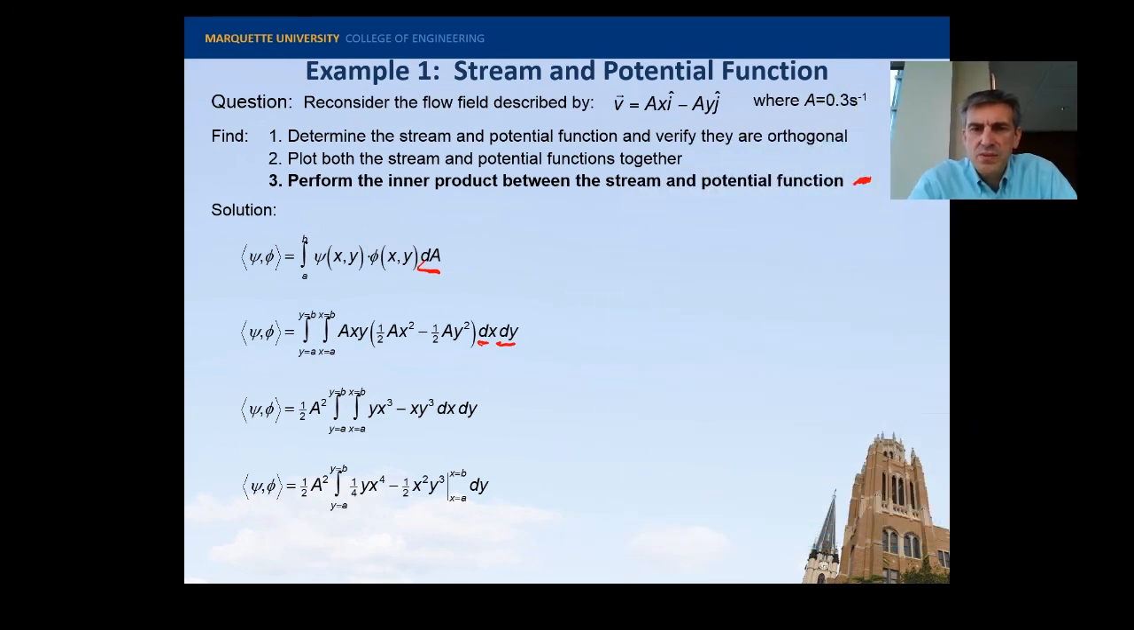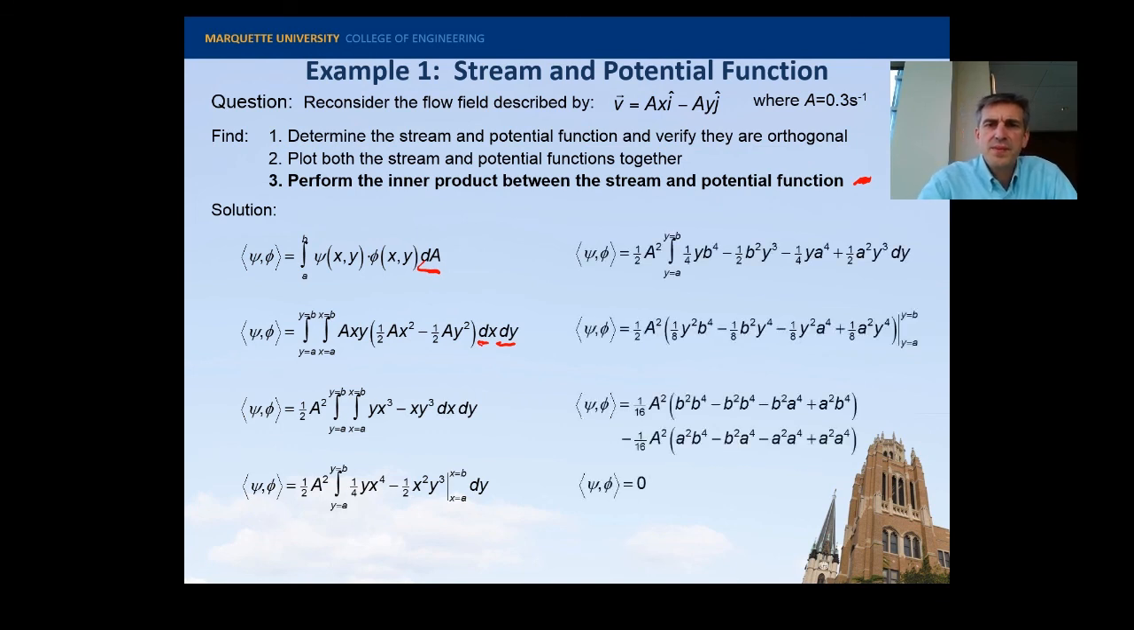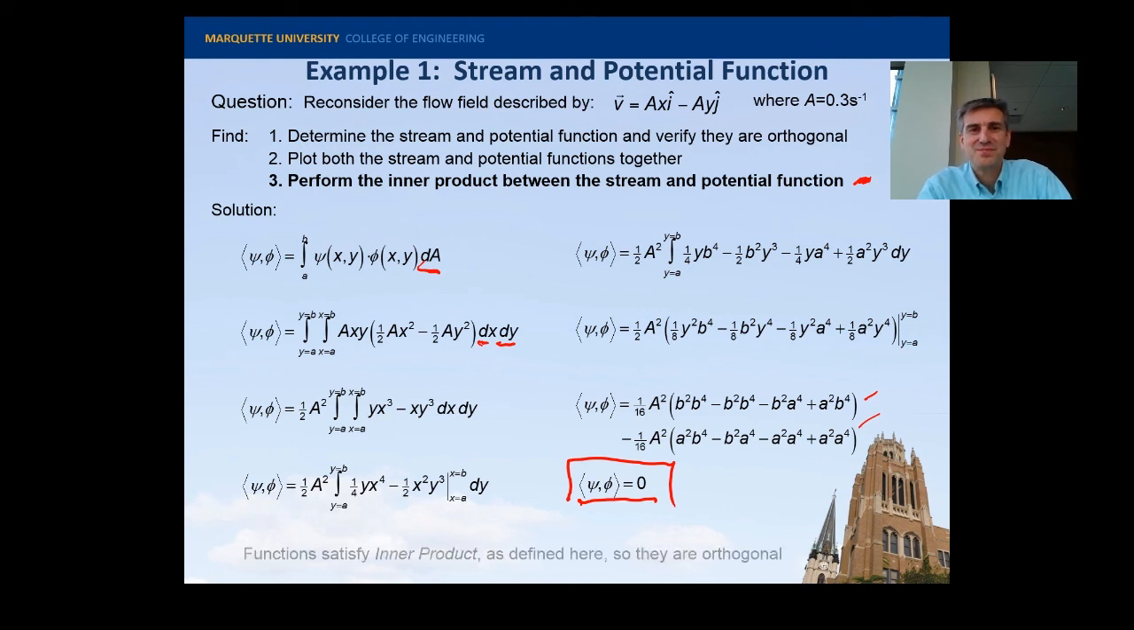I can do this again with respect to y, shown here. And ultimately, I get this long series of terms that is, in fact, equal to 0. So we've proven that these stream functions and potential functions satisfy the Cauchy-Riemann equations. They satisfy the inner product, so they're definitely orthogonal functions.